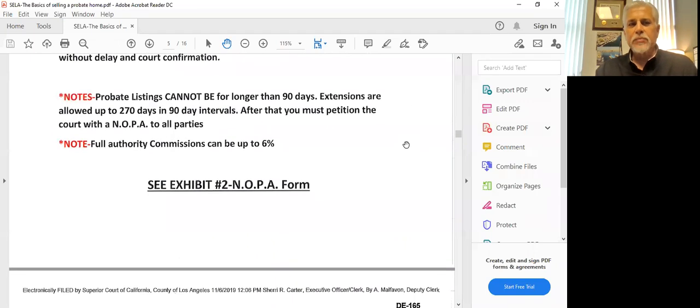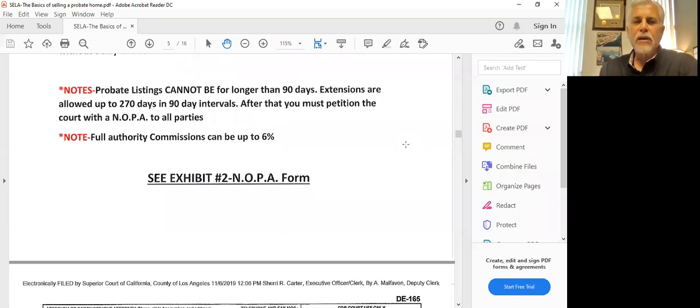A couple of notes. Probate listings can't be longer than 90 days. I see this all the time where agents take a listing for 180 days or a year. The courts don't allow that. They want to make sure that you're on top of your game and you're doing what's supposed to be done. And so for that reason, they only allow 90-day listings. You can get an extension from the representative, or if you haven't sold a house in 270 days, they will now petition the court and ask what's going on.